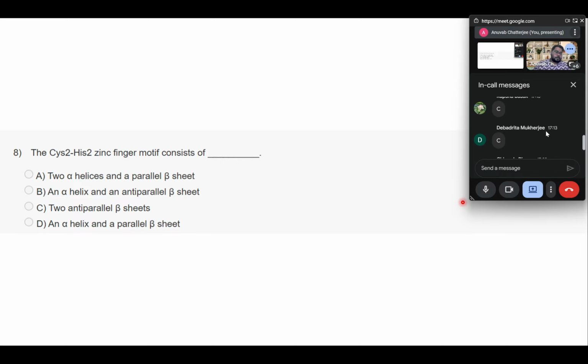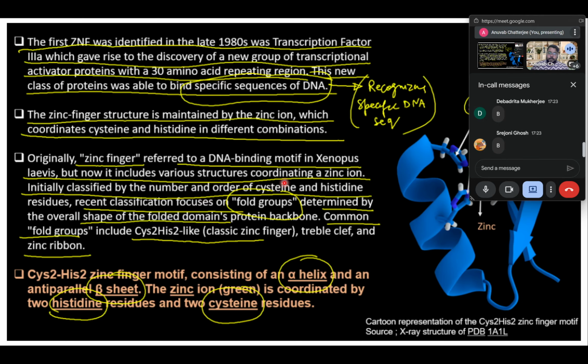Okay, we have a number of answers. Chanda and Rupsha say it is B, alpha helix and antiparallel beta sheet. Orupi, Coel and Devadita Srijoni also say it is B, alpha helix and antiparallel beta sheet. So yes, let us look at it.